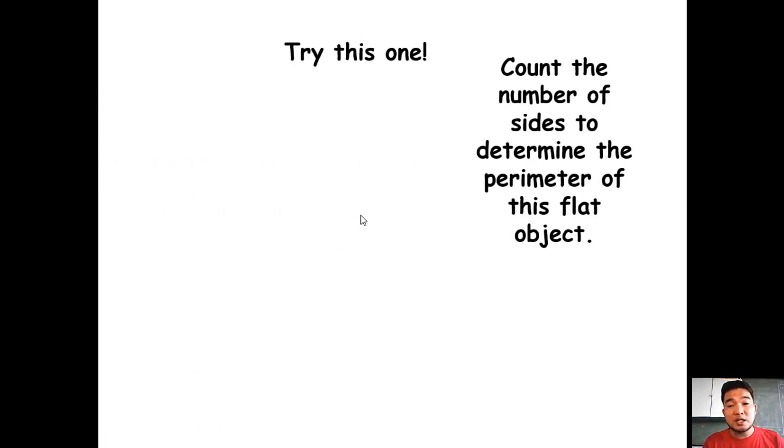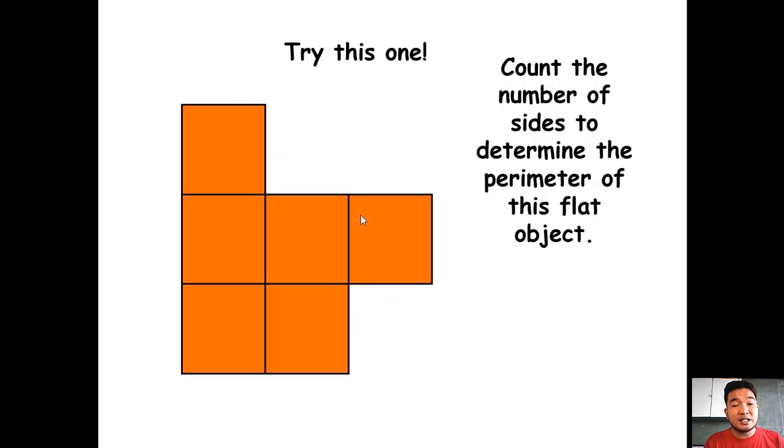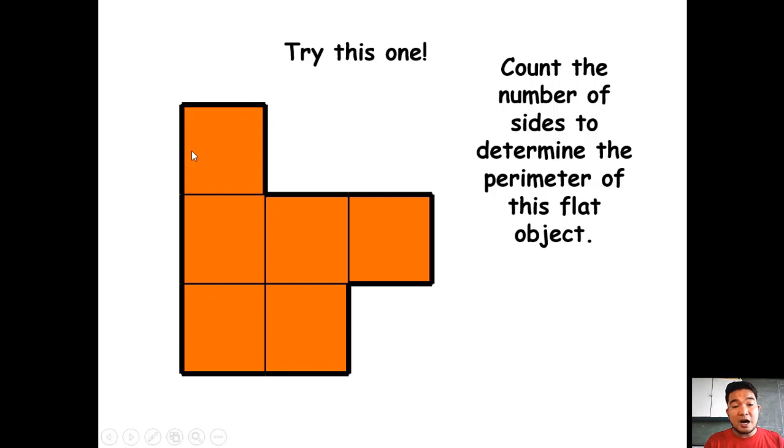So let us try this one. Count the number of sides to determine the perimeter of this flat object. So we have here the flat object. Let's count the number of sides. So we start from the top. 1, 2, 3, 4, 5, 6, 7, 8, 9, 10, 11, 12. So our perimeter is 12 units.